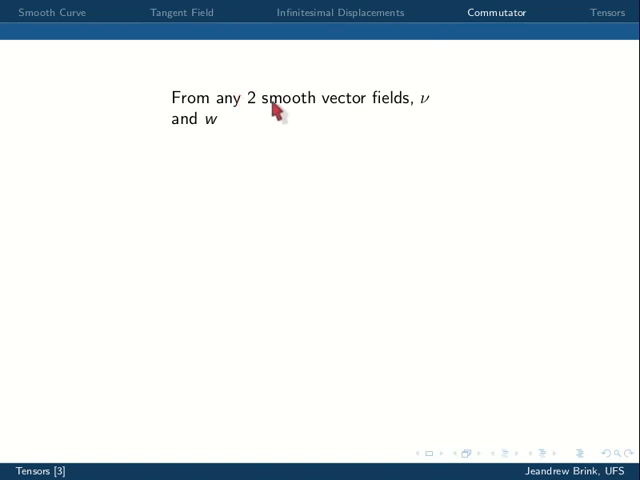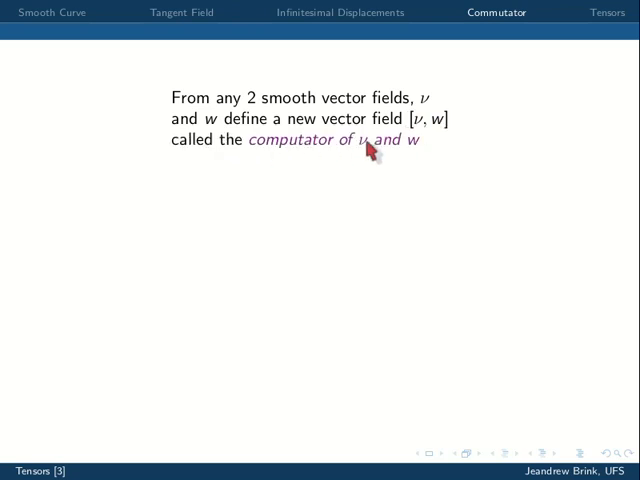So if you have any two smooth vector fields, say v and w, you can always define a new vector field, [v, w], in the following way, and it's called the commutator of v and w. You define it to be [v, w] f, which is simply v applied to w applied to f, minus w applied to v applied to f. So it simply is changing the order.